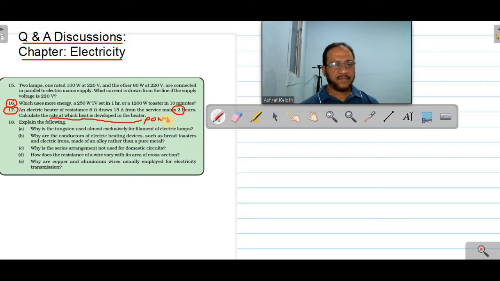So which equation can we use here? Equal to I square RT. We have current here and resistance. So power P is equal to I square R is enough, no need of time. I square RT is energy, I square R is power. P equal to I square R is power, I square R into T is the energy. But here it is asking to calculate the rate at which heat is developed. Rate at which heat developed means heat developed in 1 second.